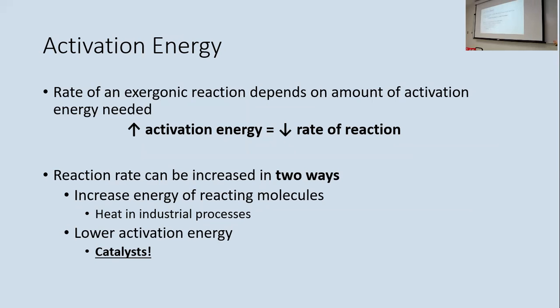Right, so in the case of increasing energy, we talked about this, I think we mentioned it briefly. You can add heat. Things like industrial processes frequently add heat to reactions they need to happen more quickly. So we can add heat, or we can lower the activation energy by adding a catalyst.